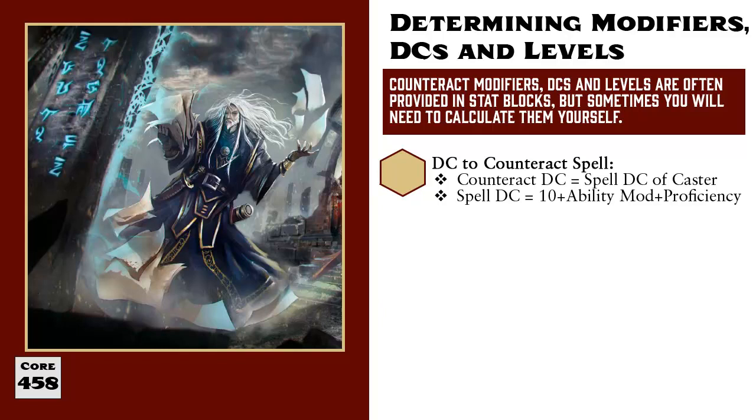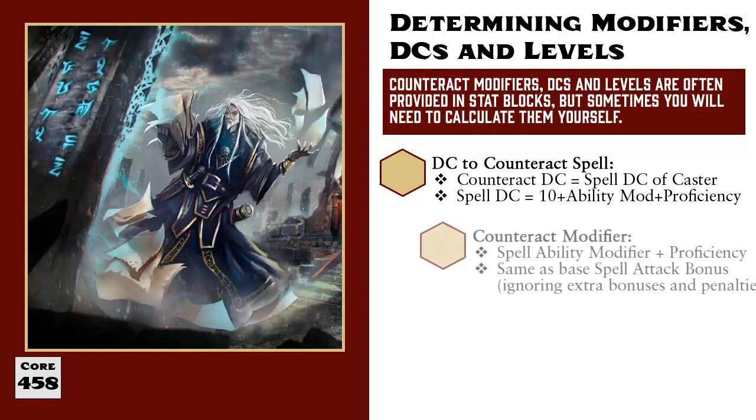If not, then the base spell DC is calculated as 10 plus the key ability modifier used for spellcasting, for example, intelligence for wizards, wisdom for clerics, or charisma for sorcerers, and then plus that character's spellcasting proficiency bonus.